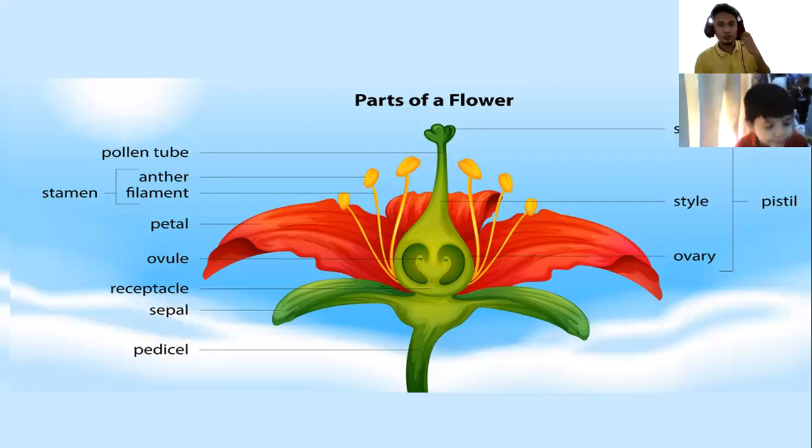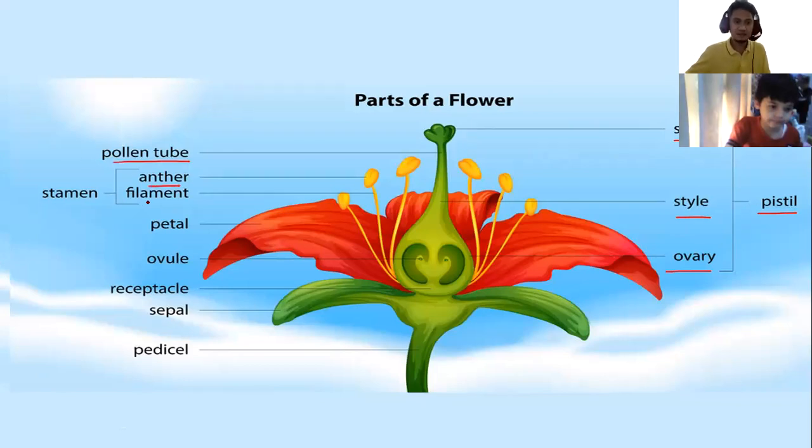So last week we talked about parts of the flower. As I have said, you need to remember the stigma, style, ovary, pistil, pollen tube, anther, filament, stamen, petal, ovule, sepal. Okay, never mind the receptacle and peduncle. Are you ready, grade 4?